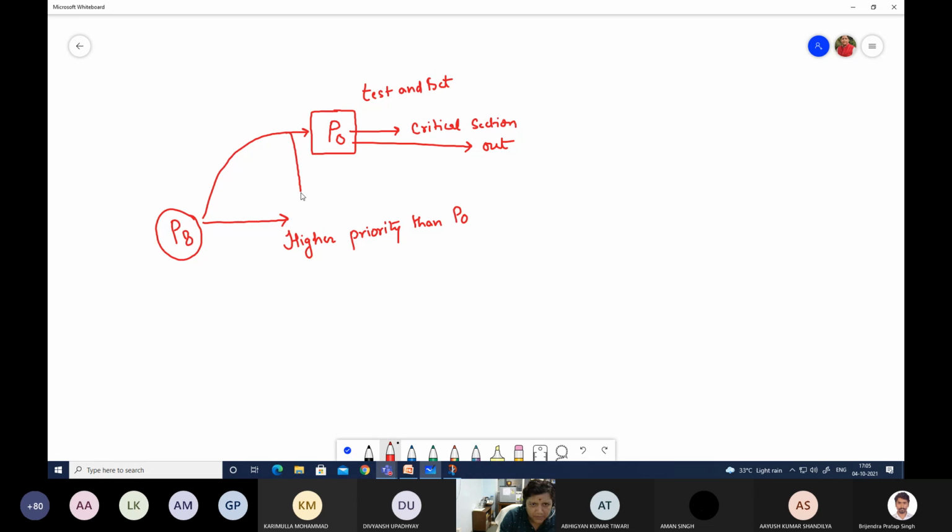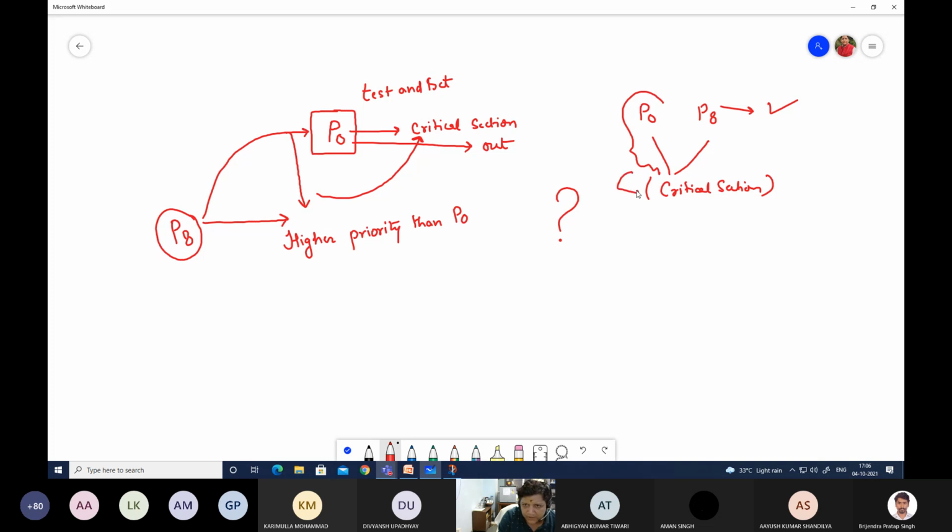But the problem here is P8 also wants to execute in this critical section. What will happen? Abhigyan, got the problem? No, sir. Suppose there are two processes, P0 and P8. Both want to use the same critical section. Okay? Yes, sir. Initially, P8 was not there. P0 was scheduled, started execution, and was in its critical section. Fine. While it was executing in its critical section, P8 arrives.